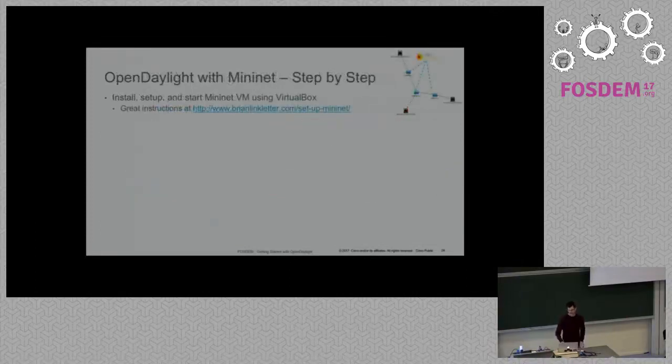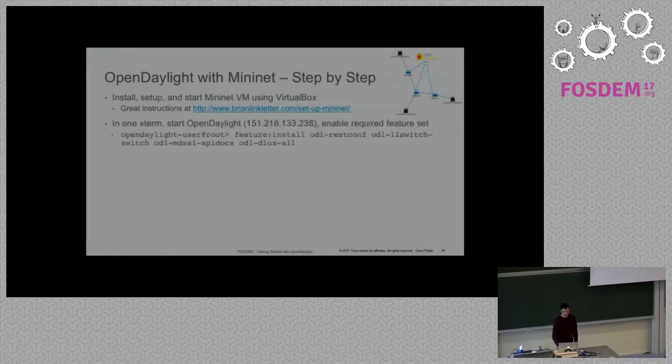Okay, so now we're going to go through how to set this up for yourself and what the demo is going to do. I mentioned using Mininet within a VM, so I just downloaded that and followed these instructions. Thanks to Brian Linkletter, he provided fantastic instructions for how to do this. So I put that link there because I didn't want to try to describe it again myself. He did a wonderful job. And then in one terminal, I'll start up OpenDaylight, which I installed just as I showed you by downloading it, and we covered that in the previous slide.